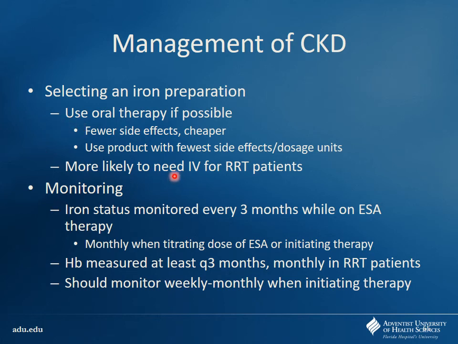And then a lot of times if they're renal replacement therapy or hemodialysis patients, they're going to need IV in order to replace that. And so typically you're going to monitor their iron status every 3 months or so while they're on erythropoietin or some sort of erythropoietin stimulating agent. And then they're going to be monthly after that, usually if you're titrating your dose. And then monitoring the hemoglobin at least every 3 months, but if they're on dialysis, you need to be much more frequent than that, because again, you're taking a lot of blood out of them when you're running the dialysis on them, essentially.